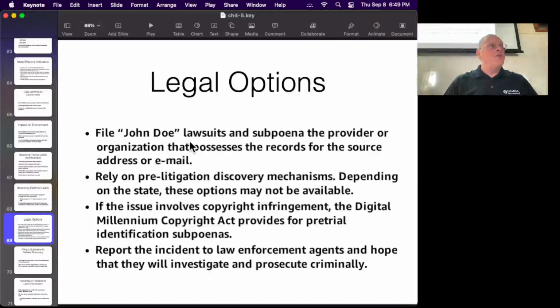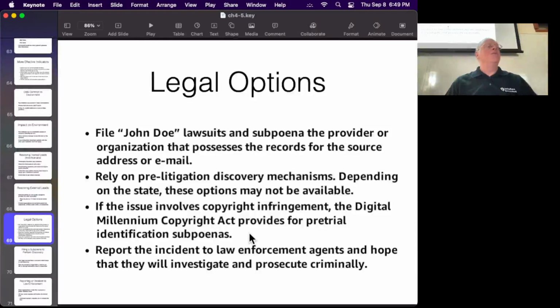Now, you can file a lawsuit and then subpoena the provider organization. This is how you can get things like email and Twitter accounts from cloud services. You can use discovery mechanisms. There will be a discovery order in the early stages of a lawsuit where the judge will order people to hand over all documents related to this activity. If you have copyright infringement, then there are some procedures available to demand information.